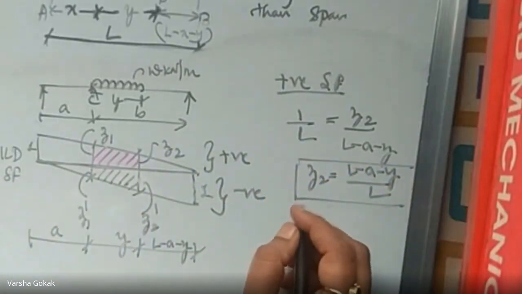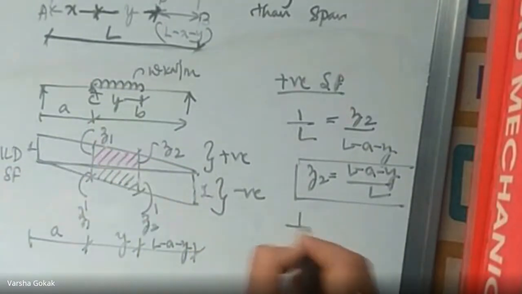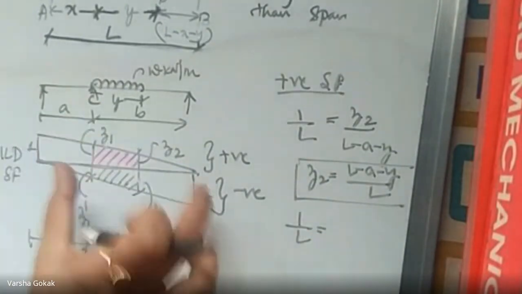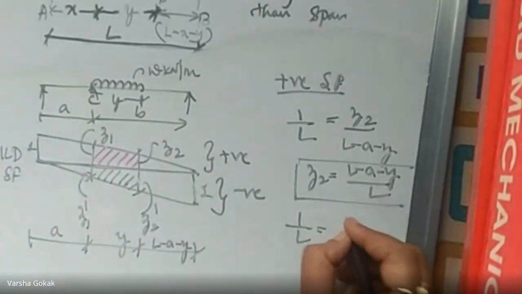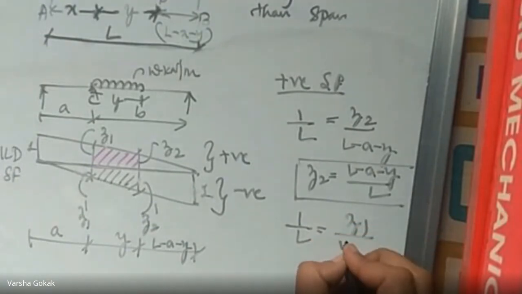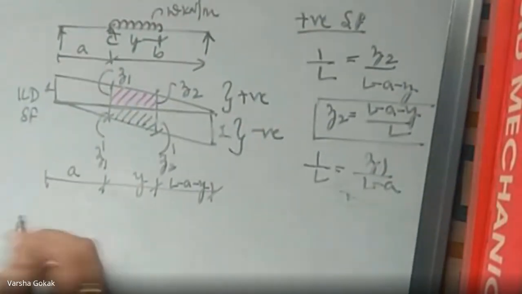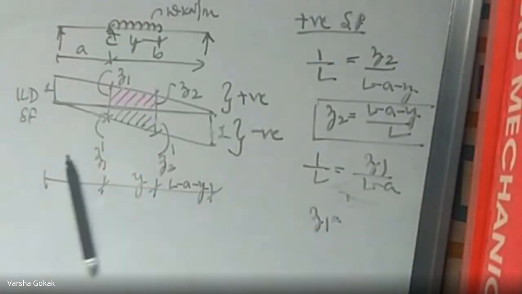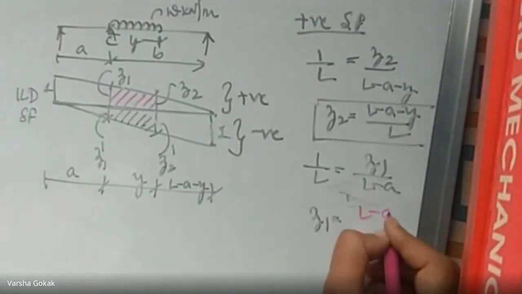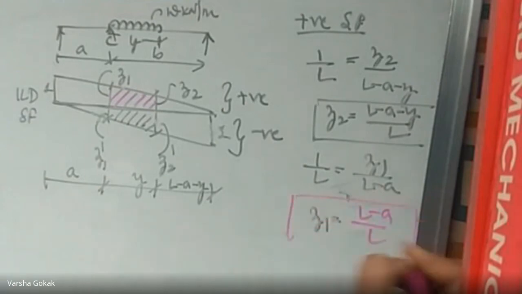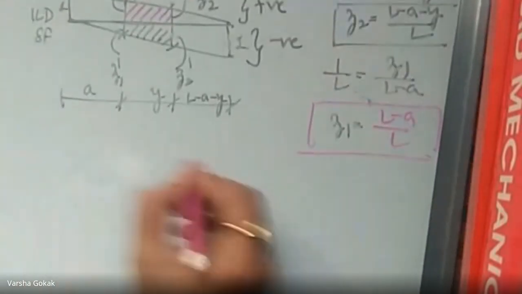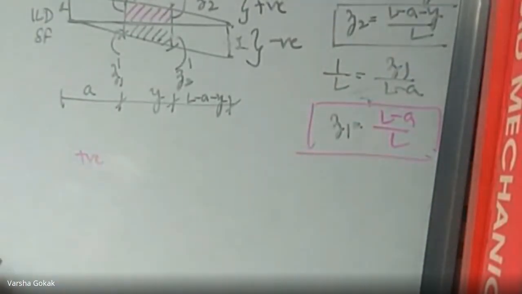How will you get Z1? 1 divided by L is equal to Z1 divided by this distance. Z1 divided by Y plus L minus A minus Y. By going, it becomes what? L minus A. Right? So what is the value of Z1 now? Z1 becomes (L minus A) by L, the value. Then you will find the maximum, because Z1 and Z2 are positive.